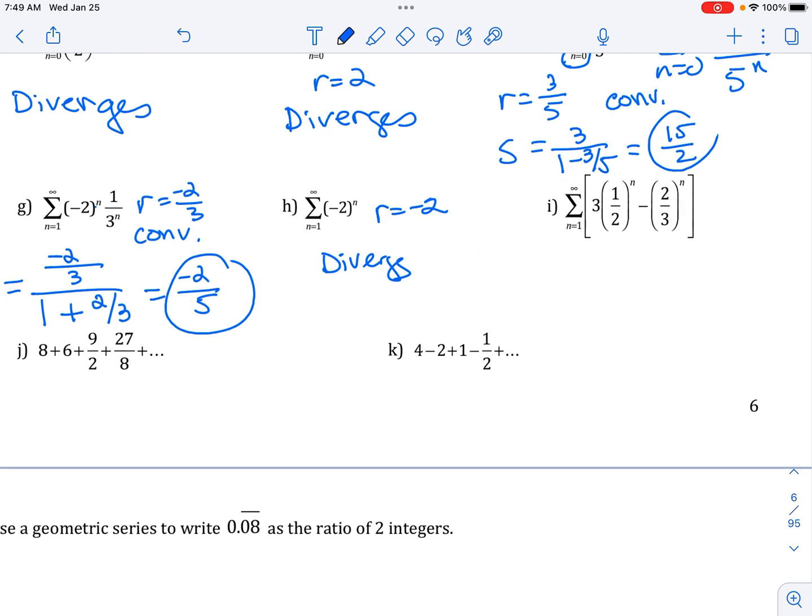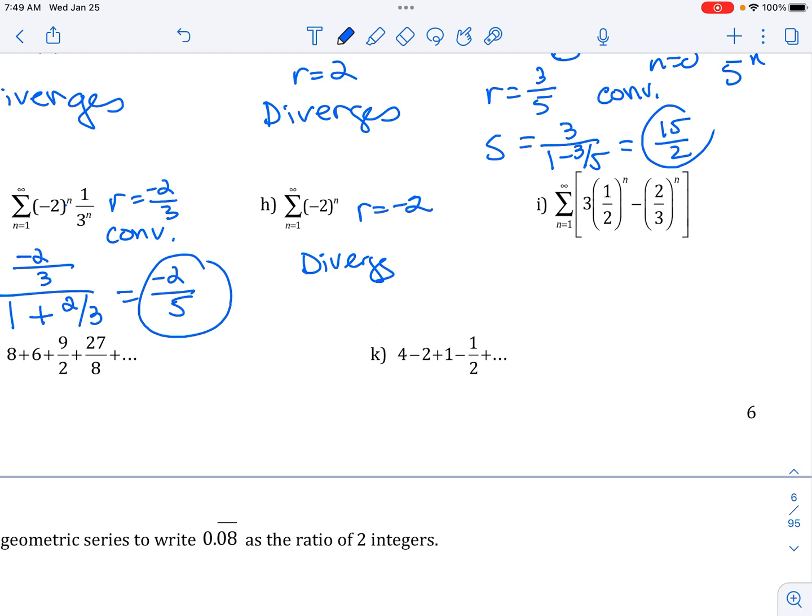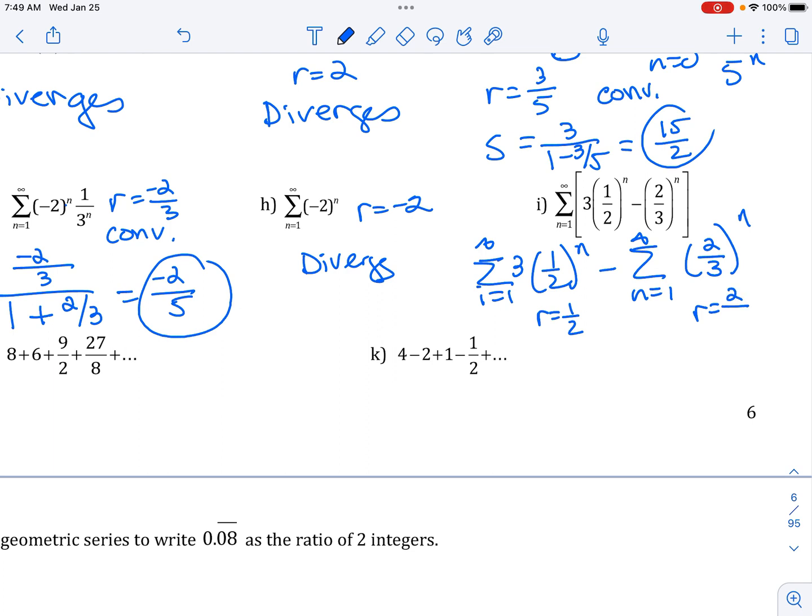Okay, the next one. Notice you've got 2 separate terms. So we can split this up into 2 separate sigmas. So we can write it like this. So this is the same as this. If you're adding and subtracting terms, you can basically break it up into 2 separate sigmas. So I'm going to do each one separately. So this one here, your R is 1/2, so it's going to converge. This one here, your R is 2/3. So both sigmas converge, so both of them will have a sum.